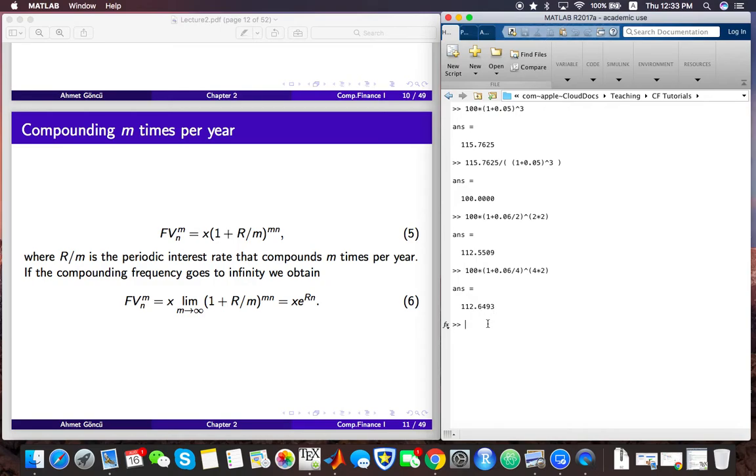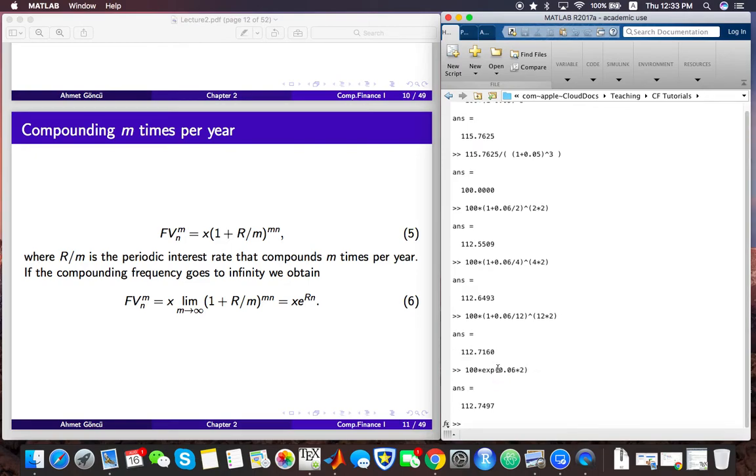112.64. So you can notice that as we increase this compounding frequency, if it is a monthly compounding, for example, then you will have 112.71. So the limit is, if the compounding frequency goes to infinity, this will approach 100 times the continuous compounding, which is the exponential function, and this is for 2 years. And we can see in the limit, the continuous compounding gives us the higher amount, which is 112.74.